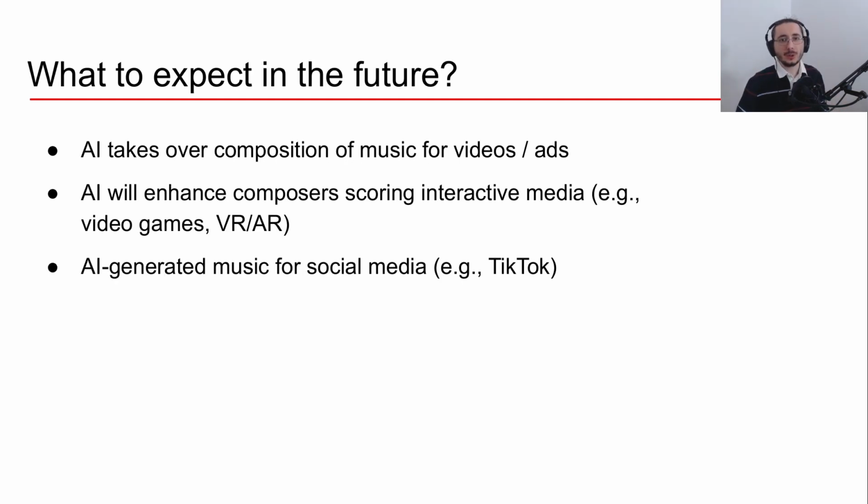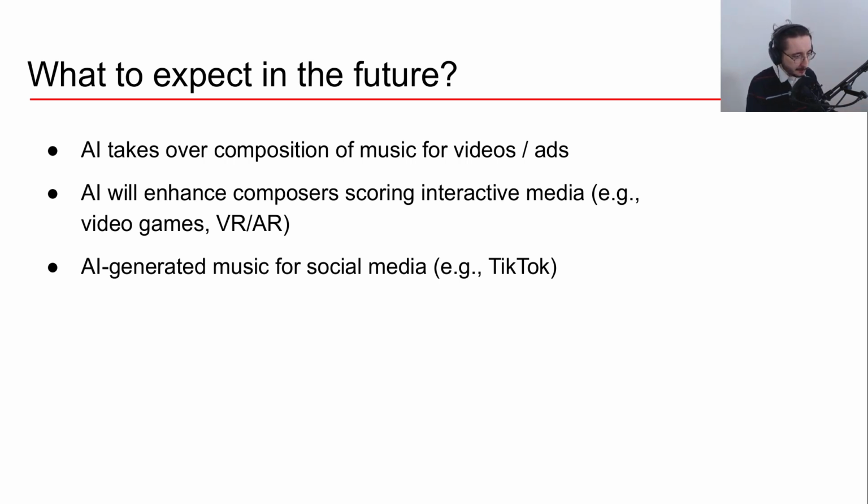What's the future gonna hold for the use case of AI music and media? I think first of all, AI will likely take over production of music for YouTube videos, for example, and ads. This is music that's not super complicated and it shouldn't be super high level. So it's very functional. So this is something that AI will probably do fairly well.